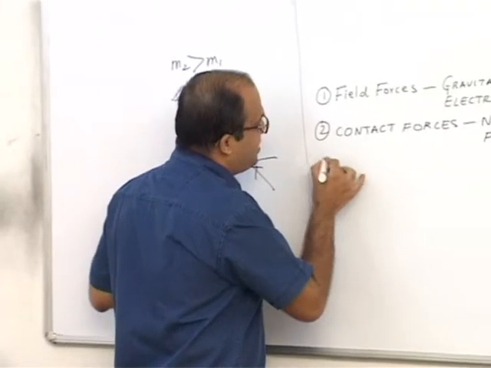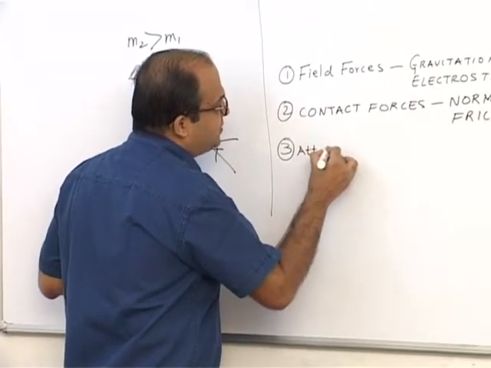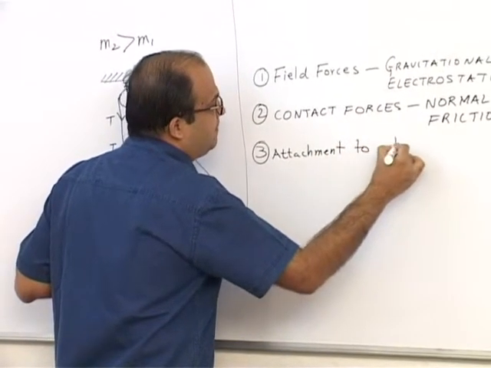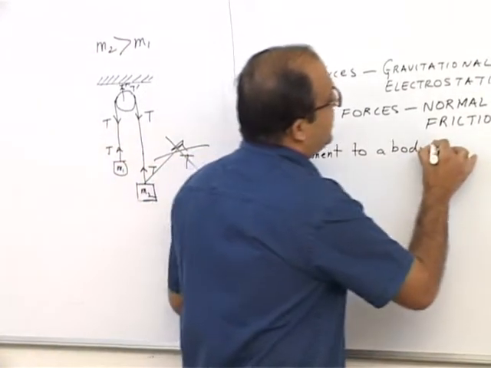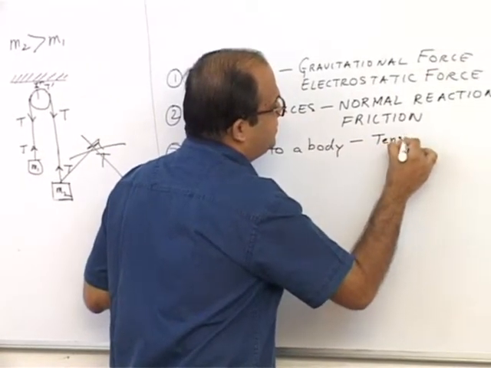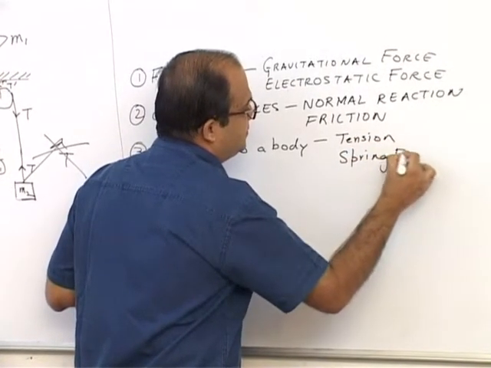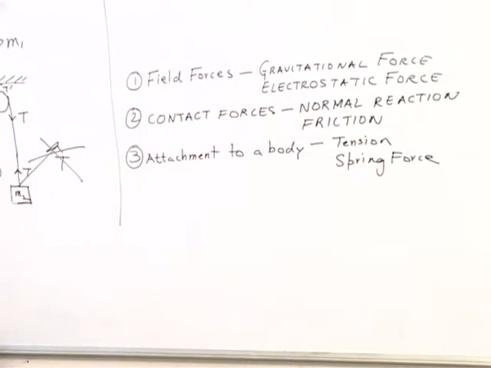The third kind of forces are those that act through attachment. Attachment to a body. Examples are tension and spring force. So these are the various types of forces.